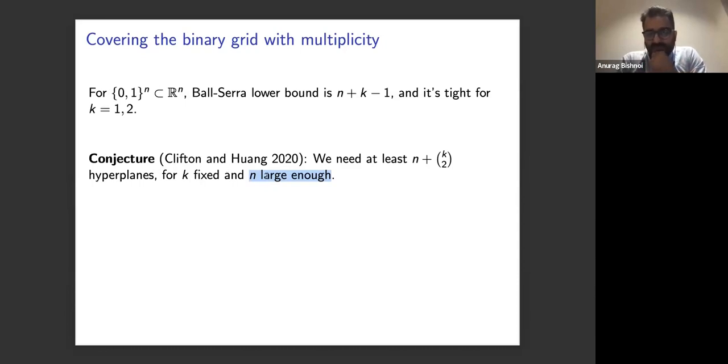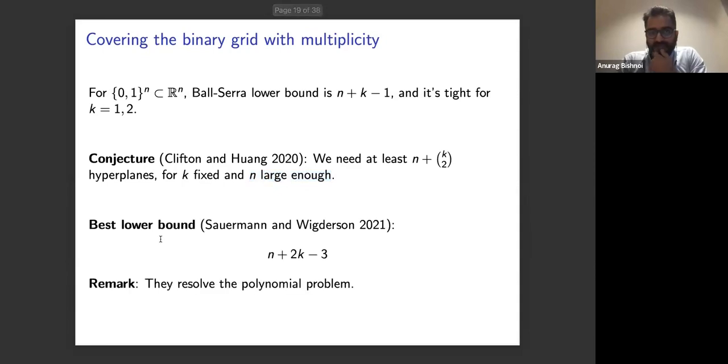Now, the best lower bound in this direction is by Sauermann and Wigderson from 2021, which is n plus 2k minus 3. And that already shows that the Ball-Serra bound is not tight for any k greater than or equal to 3. And this is not an easy result. This is pretty hardcore stuff, as in it's a long paper. There are some very beautiful ideas in there, but most of those ideas are specific to this binary grid. They don't generalize that easily.